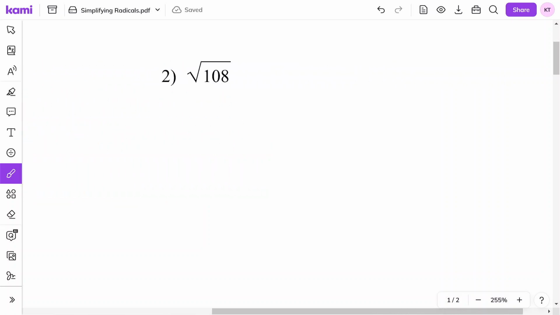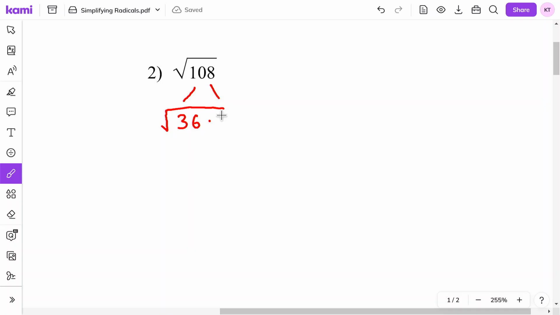We'll do the same thing here with number 2. I have the square root of 108. So the greatest possible perfect square which I can divide 108 by. You might have to think a little bit more for this one, but in this case, it's going to be 36. So I'll take the square root of 36, and then what times 36 gives me 108? That's going to be 3.